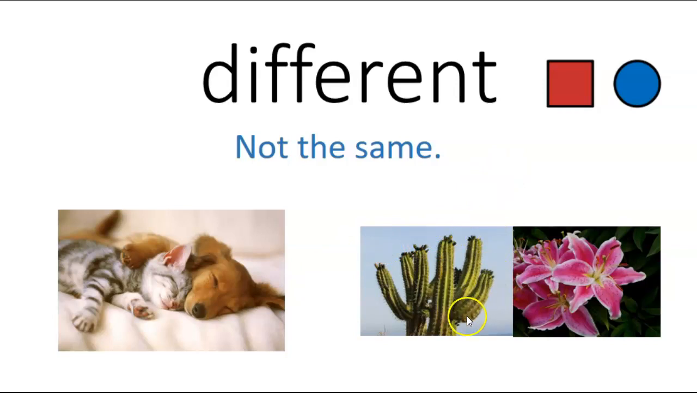Here we have a cactus and a flower, and they are very different, even though they're both plants. They're different colors. If you were to touch them, they would feel different. They're different shapes, and they have different needs.